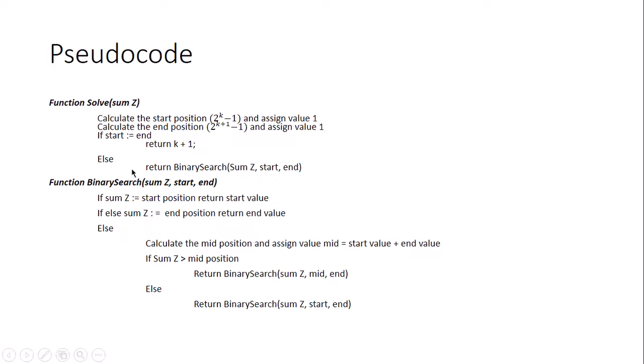So here's the binary search. It will actually be recursion. So you have the start position. If the sum z equals the start position, return the start value. If z equals the end position, return the end value. It's a normal one when you try to search for it.